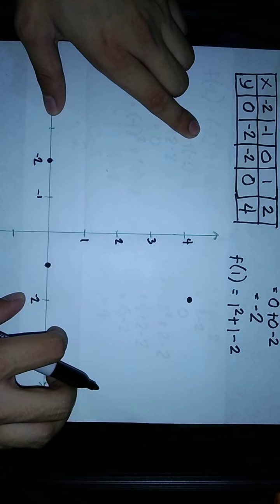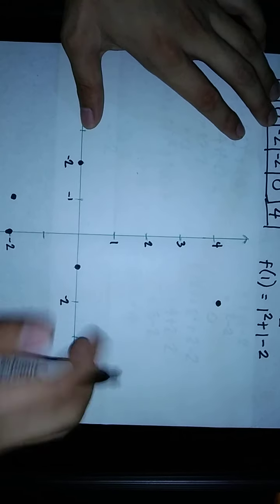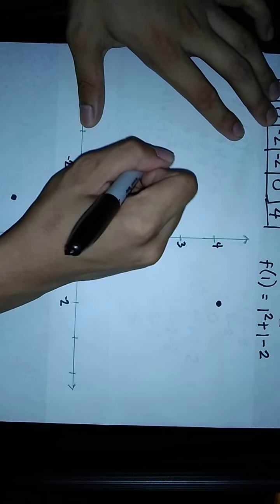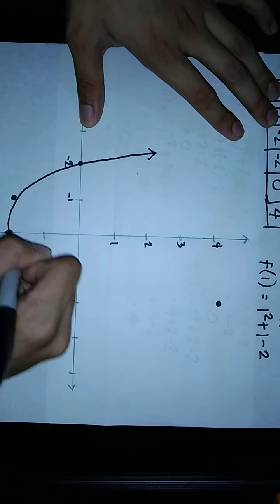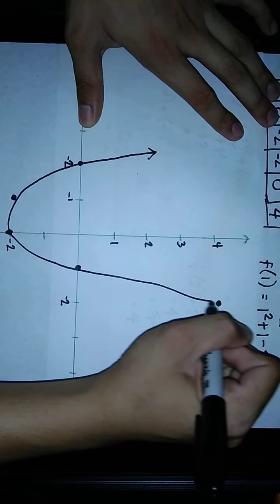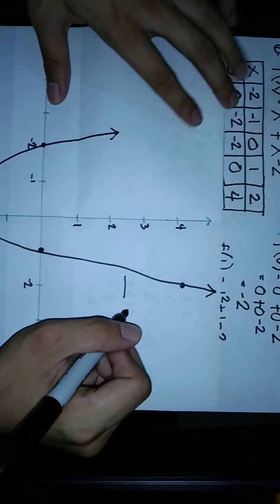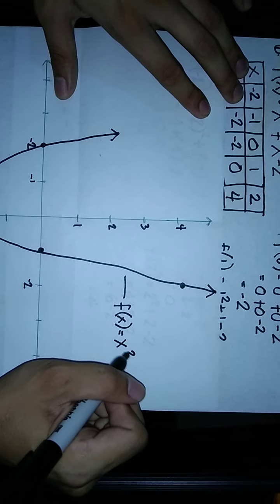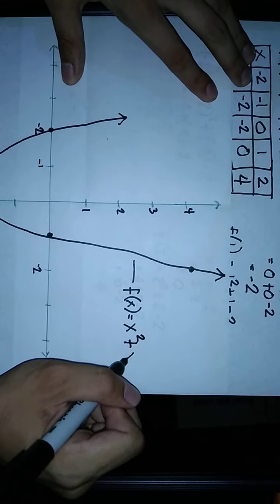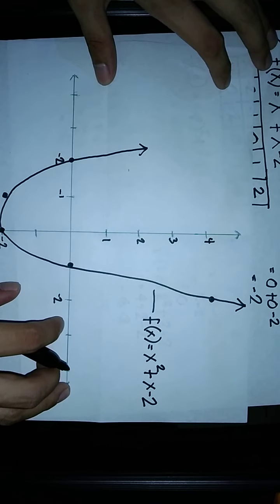Next thing to do is atin na lang siyang i-trace yung ating nakuhang mga values. So, by smooth curve, so ganyan yung magiging function natin for f of x is equals to x squared plus x minus 2. So, ito yung graph. Yan.